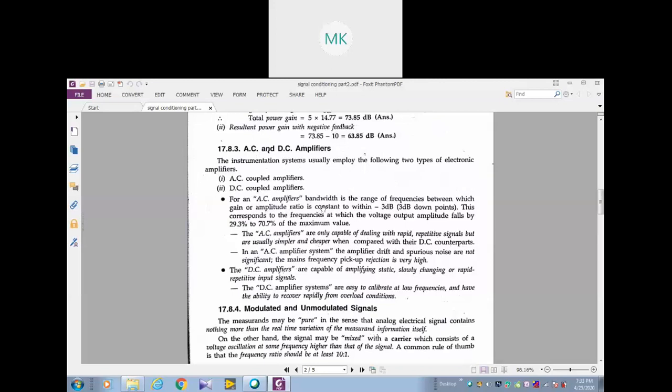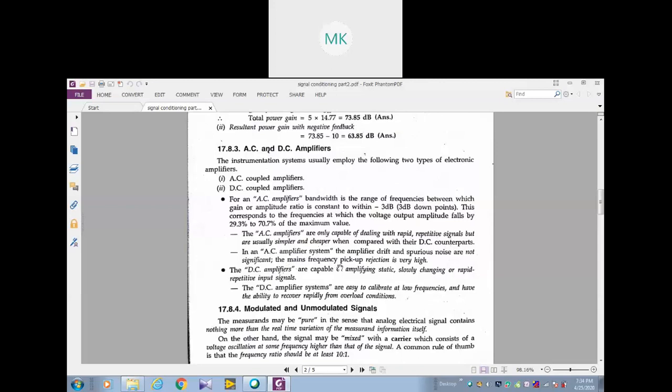For an AC amplifier, the bandwidth is the range of frequencies between which the gain or magnitude ratio is constant to within minus 3 dB. This corresponds to the frequency at which the voltage output amplitude falls by 29.3%, to 70.7% of the maximum value. AC amplifiers are only capable of dealing with rapid repetitive signals, but are usually simpler and cheaper when compared to their DC counterparts. In an AC amplifier system, the amplifier drift and spurious noise are not significant.